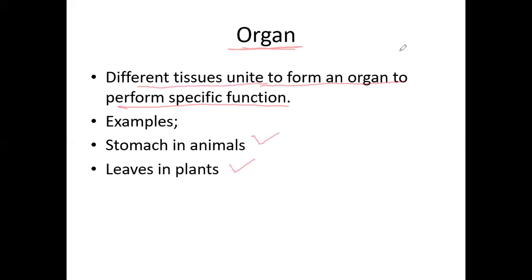And there can be any other example. You can give any other example. I have chosen these examples. You can give another example. So when tissues join together, a group of tissues or different tissues join together, there will be the formation of one organ. Now let's move towards the next video slide.